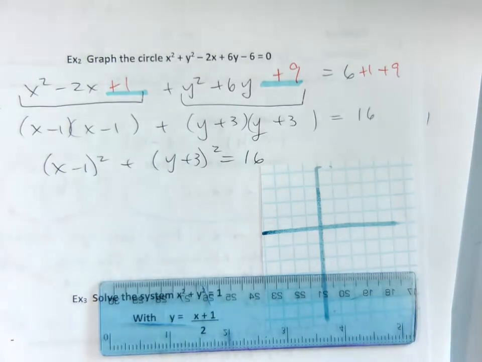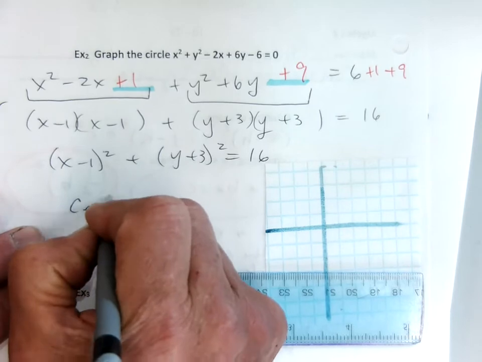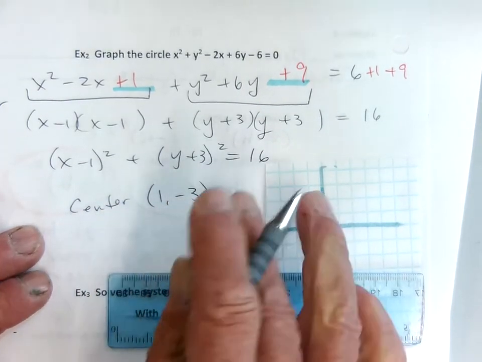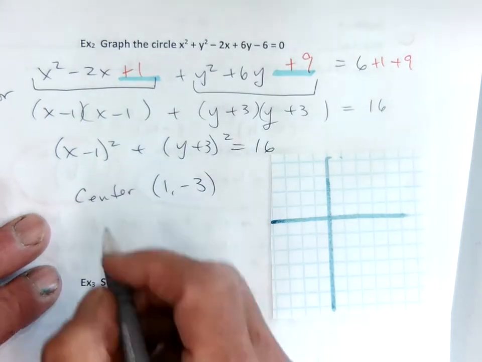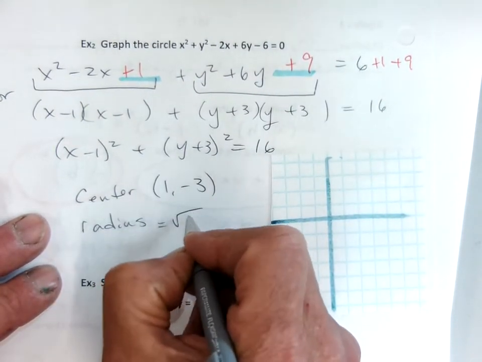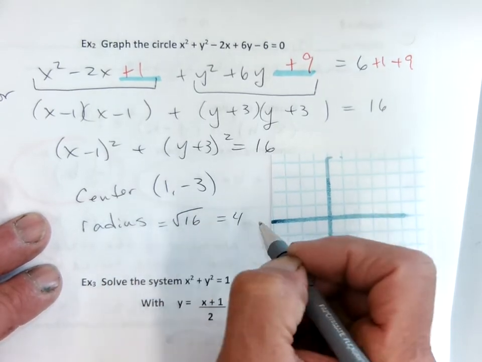I know my center. Center is at the point 1, negative 3, and my radius is the square root of 16, which is 4.